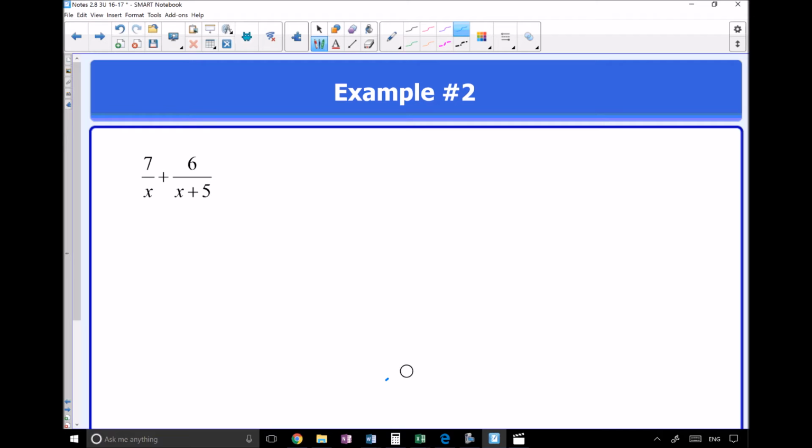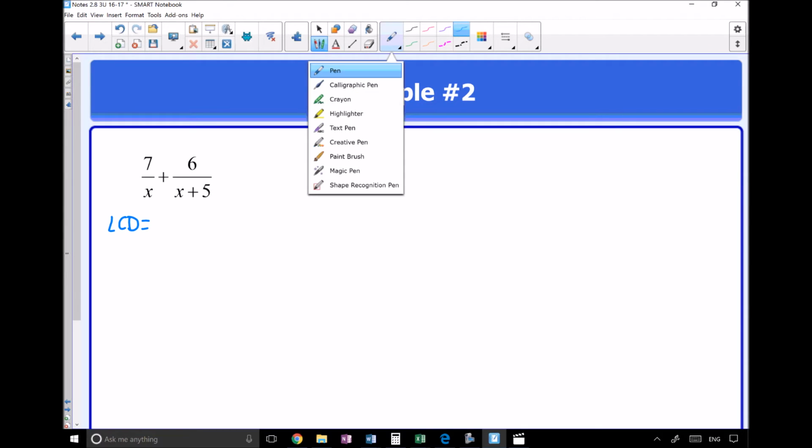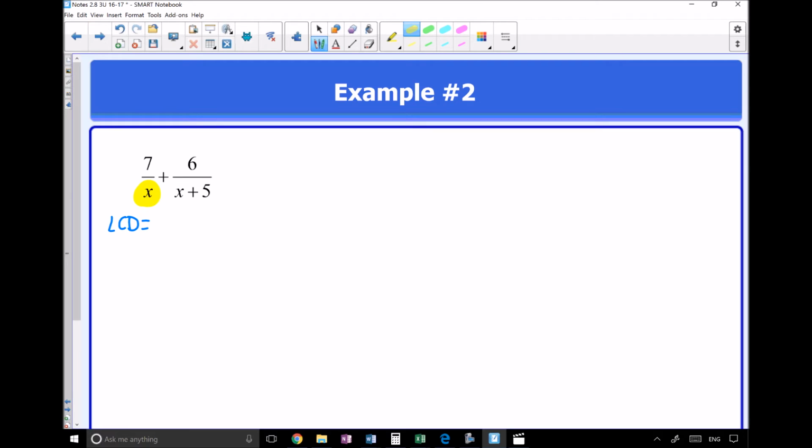Okay, so now that I've done that, the next thing I'm going to do is find my LCD. And for my LCD, I need to include every single factor. Well, we have a factor of x right here, and then we also have a factor of x plus 5 over here. And I can't change an x into an x plus 5 by multiplying, only by adding 5, but we can't do that when we have fractions. We only multiply to get common denominators. So I have to actually put these guys together. I put my first factor and my second factor, and I multiply them together. So my LCD would be x times x plus 5.